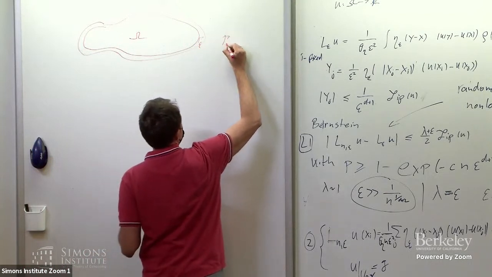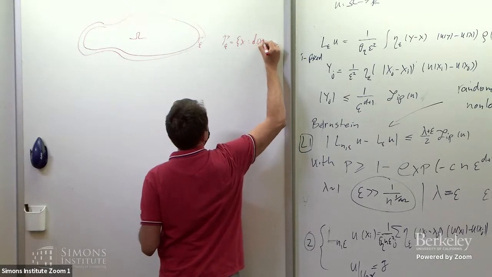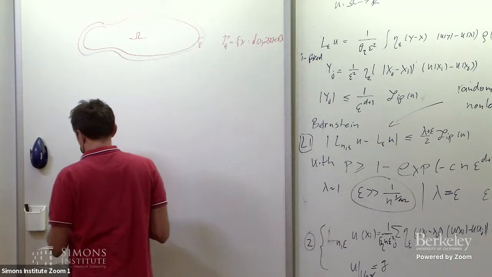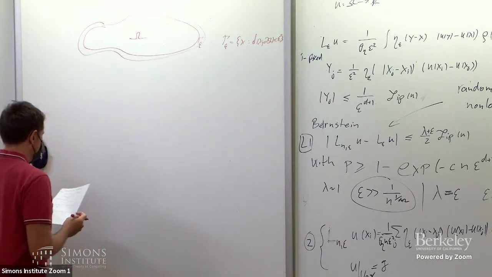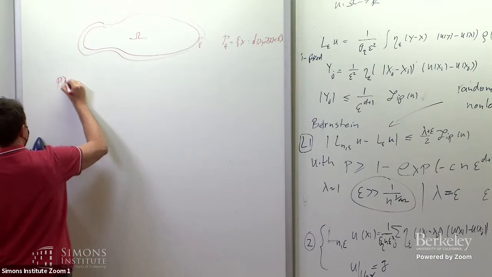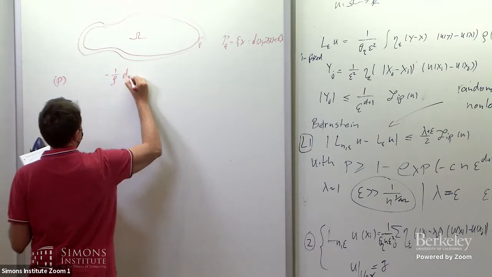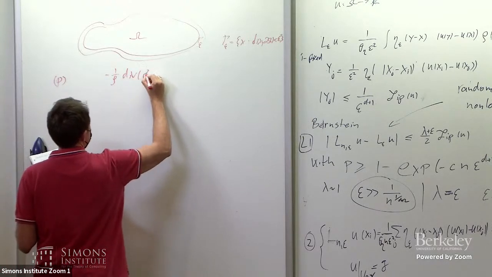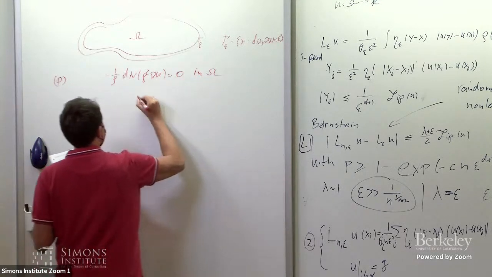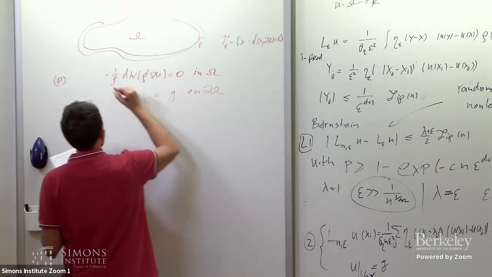So let gamma epsilon be the set of those points x such that the distance from x to the boundary of omega is less than epsilon. And I'm going to be considering the continuum problem, which is just this: minus, I don't need 1 over rho, but I'm just writing the functional, divergence of rho squared gradient u is equal to 0 in omega, and u is equal to g on the boundary of omega.